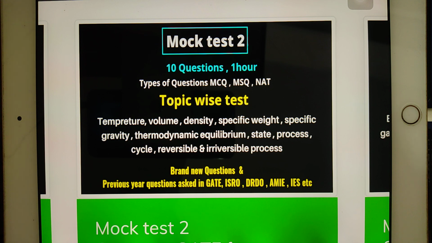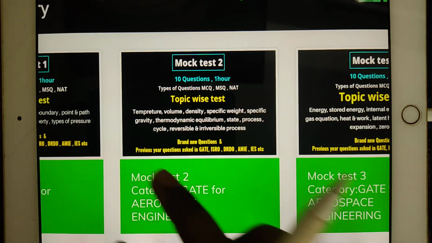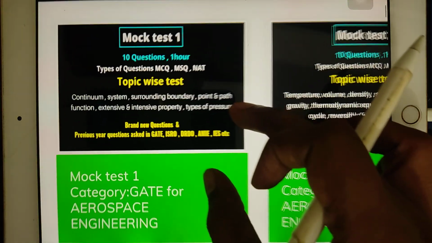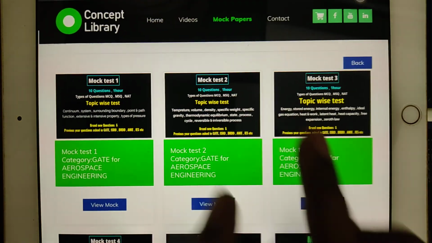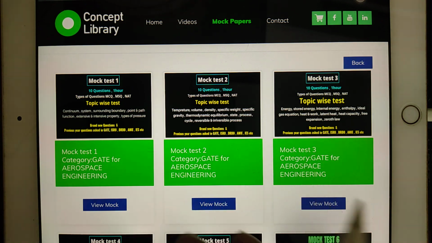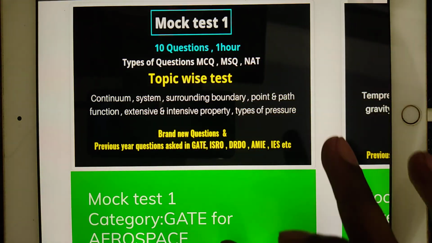In mock test 2, whatever topics I have covered: temperature, volume, density, specific weight, specific gravity, thermodynamic equilibrium. Equilibrium, state, process, and reversible process, I have not explained yet in today's class. So tomorrow the test series will be only one. Only mock test 1 you have to solve and come to the class, right? Tomorrow after 10:30 we will be discussing test series 1. I hope totally clear.